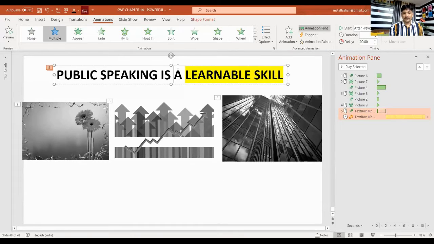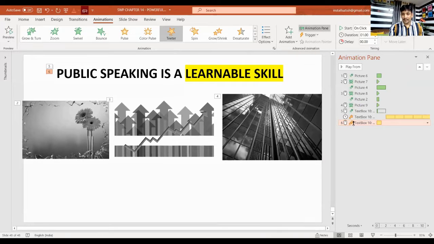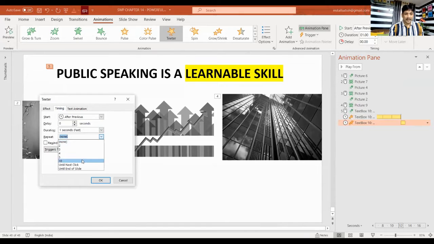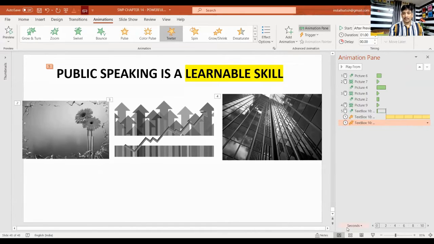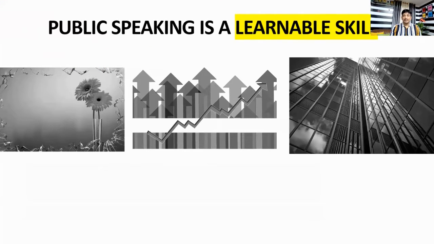Let me show you one more emphasis, for example. Add, and let's say I want teeter. Okay, teeter is an option. Click on teeter. Okay, so this has come here. This I want it to happen after previous. Okay, and timings will be, I want it to repeat, let's say 10 times. Now let's see what happens. This has come, entrance is done. First emphasis is grow and shrink.